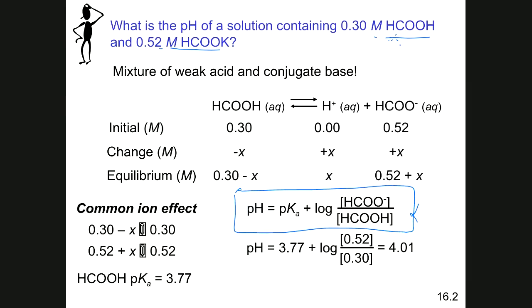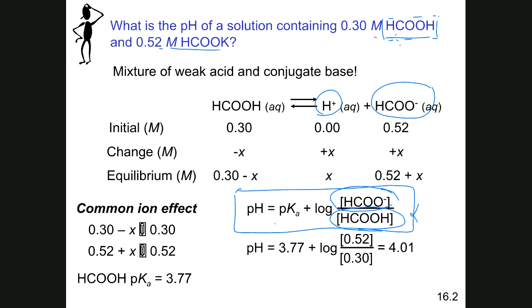You calculate the pH based on the pKa and the concentration of the conjugate base at equilibrium and the acid at equilibrium. So you're going to write the ionization for the acid. Then you have your initial concentration.